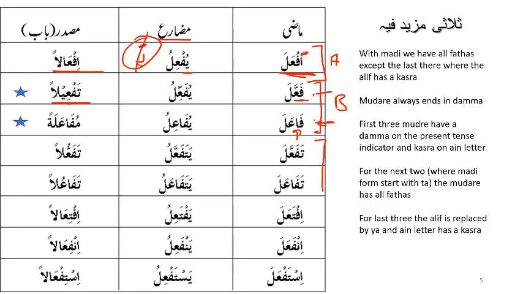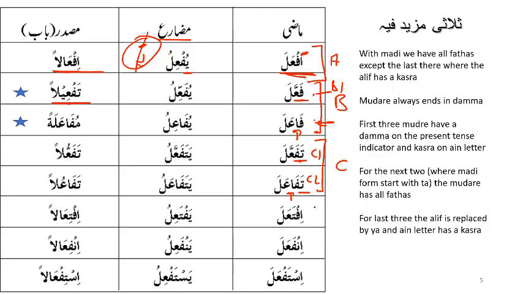Then we have category C. Category C is starting with a ta. The fa'ala. And now notice this ta is not the ta that we use for second person. This is a ta which is because of mazid fi. So it is a particular kind of bab. The fa'ala, so C1 is sort of like B1 in the sense that the ayn is doubled. And C2 is sort of like B2 in the sense that the alif is added after the fa. So C1 is tafa'ala and C2 is tafa'ala.